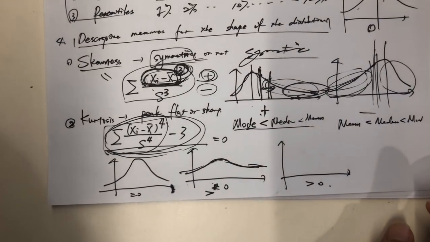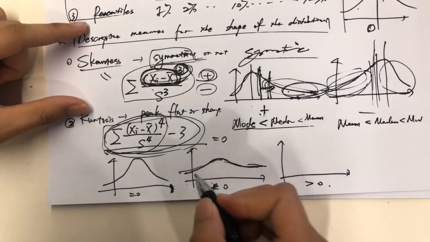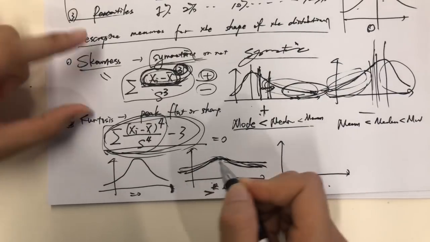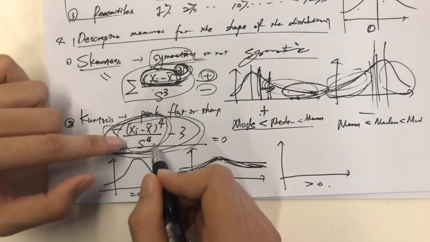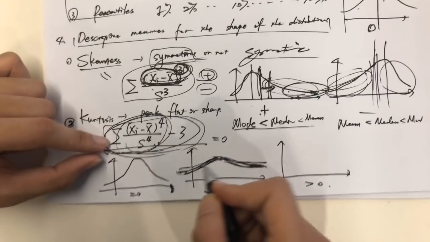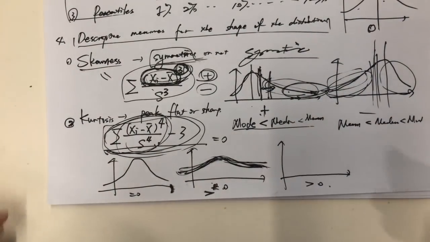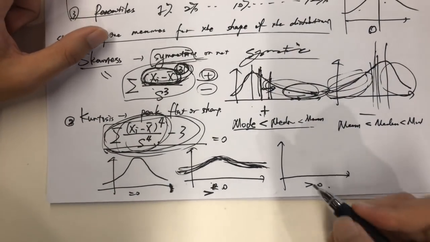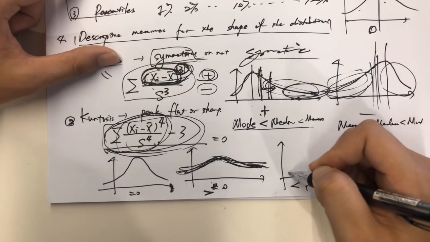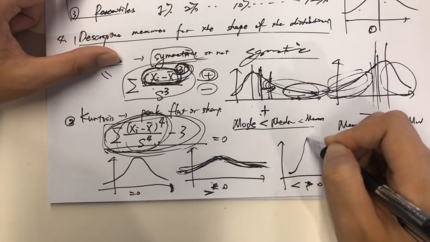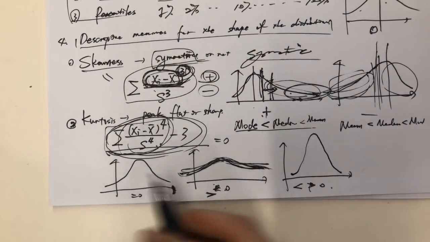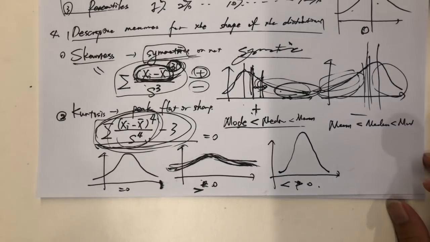So I may forget a lot of things. But this is when kurtosis is large. So it's flatter, right? Because it's pretty much like the variance of the variance. The variance of the variance means if it is large, it will be much bigger than before. And if it is less than zero, then we will have a sharper peak with thinner tails, okay? Something like that, all right?